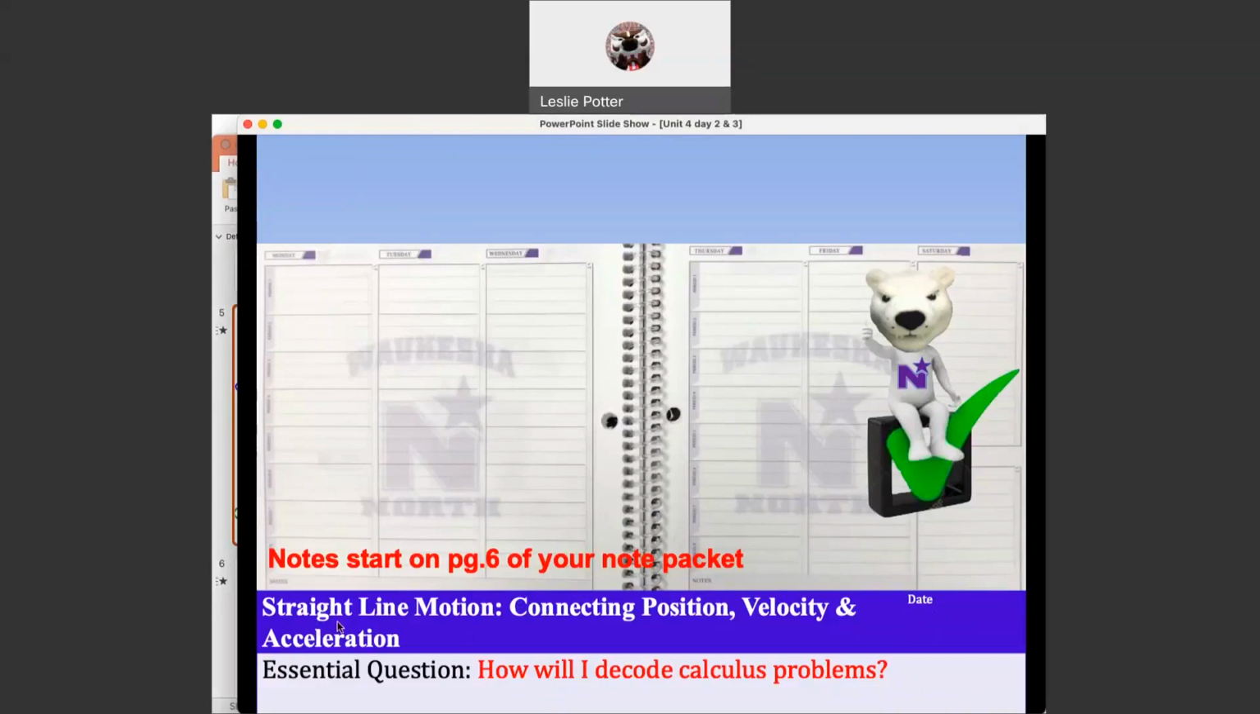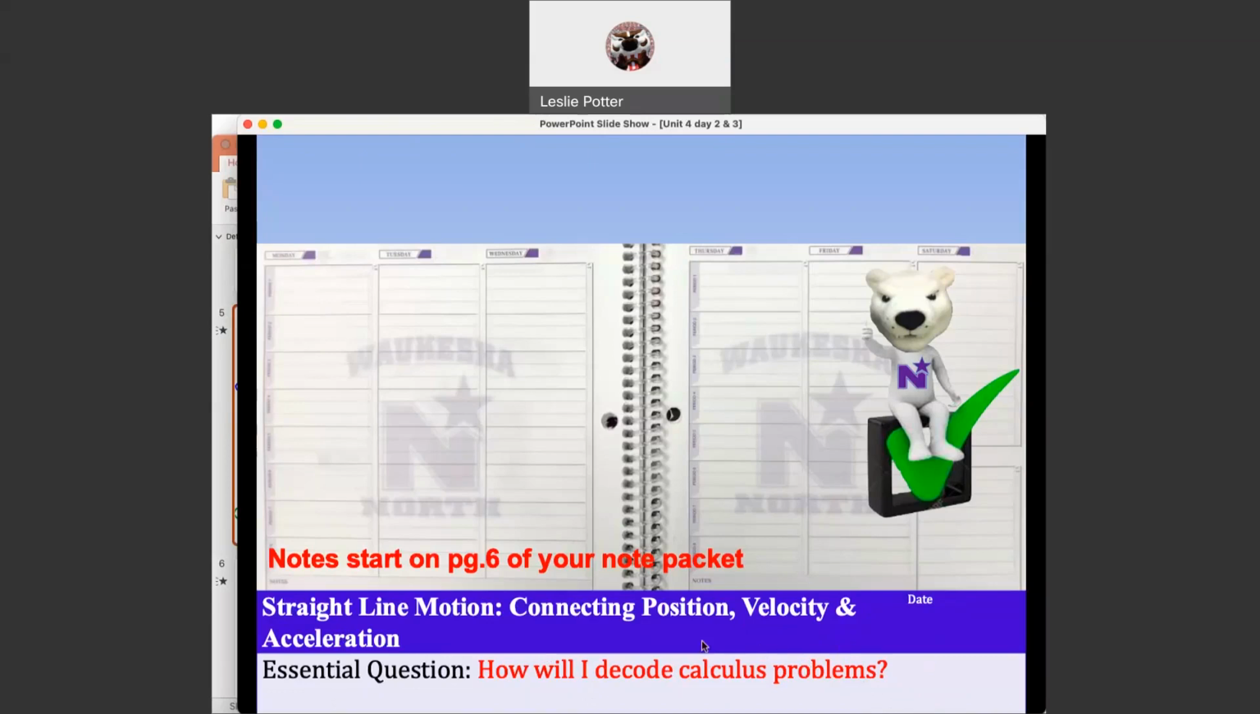And so we are going to talk about straight line motion. So we're connecting position, velocity, and acceleration. We still have the same essential question: how am I going to decode these calculus problems? So the idea is being that critical reader and using those average strategies so that we can process what the question gives us and what the question is asking.